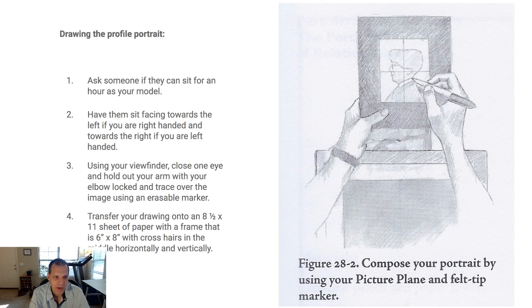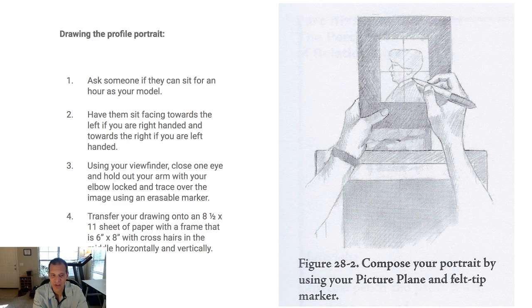Thirdly, you're going to use your viewfinder, just as we've done in class. Hold it up with your elbows locked and one eye closed, look at that, and then start actually drawing over the viewfinder, tracing that person's head, tracing that person's profile. Like the other assignments last week, where we had the hand drawing, you're going to transfer this viewfinder drawing with an erasable marker, the viewfinder tracing.